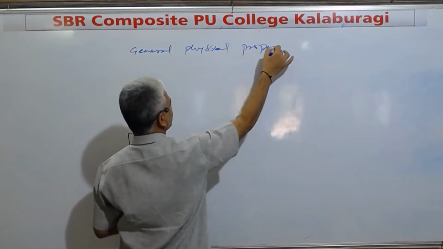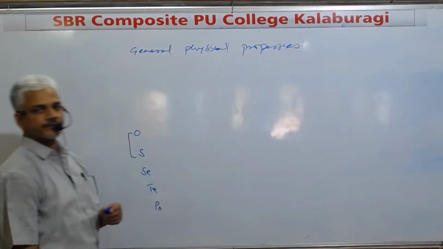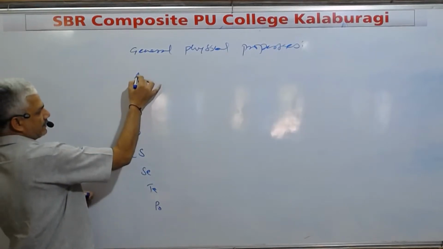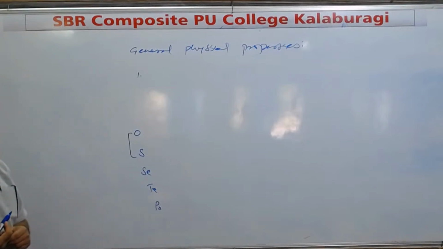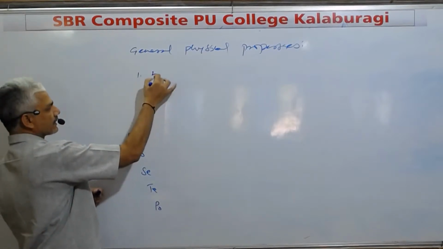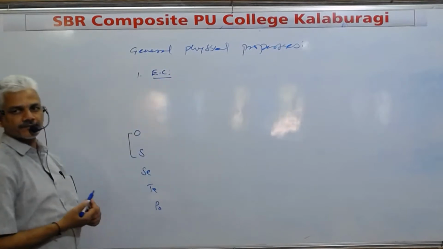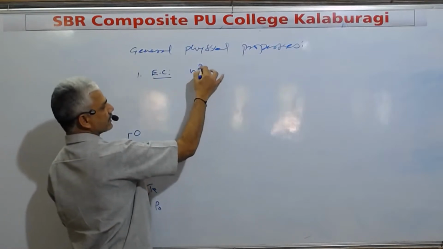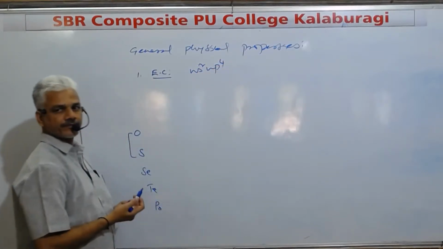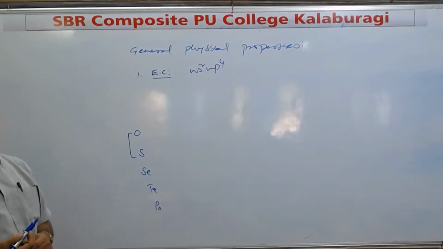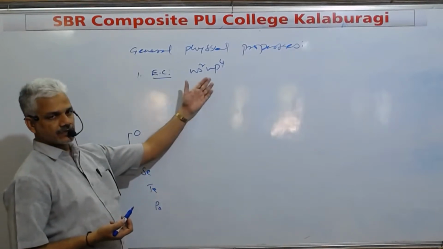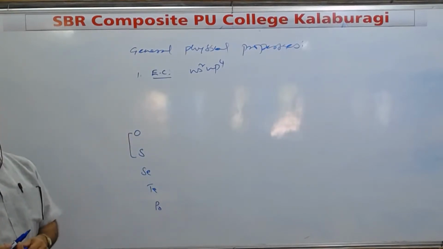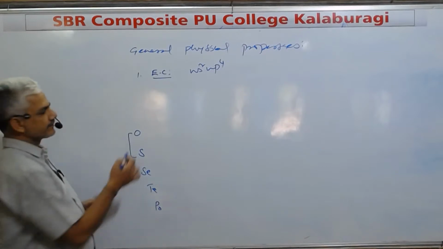General physical properties. What is the first general physical property? Electronic configuration. What's the general configuration? ns2 np4. In group 15 it was ns2 np3, now it will become ns2 np4. How do the atomic numbers change? What is the sequence order? 8, 18, 18, 32.